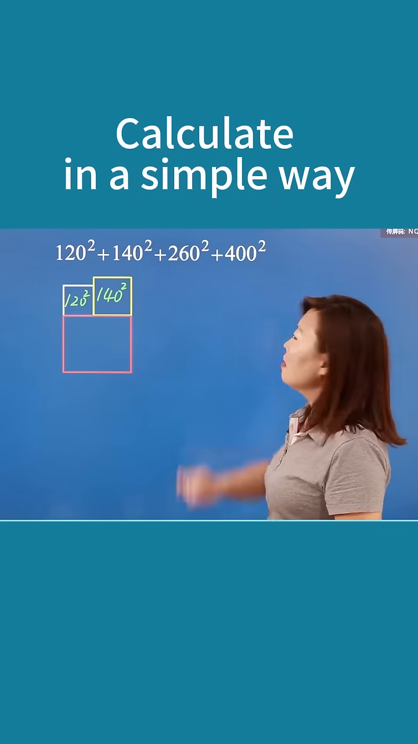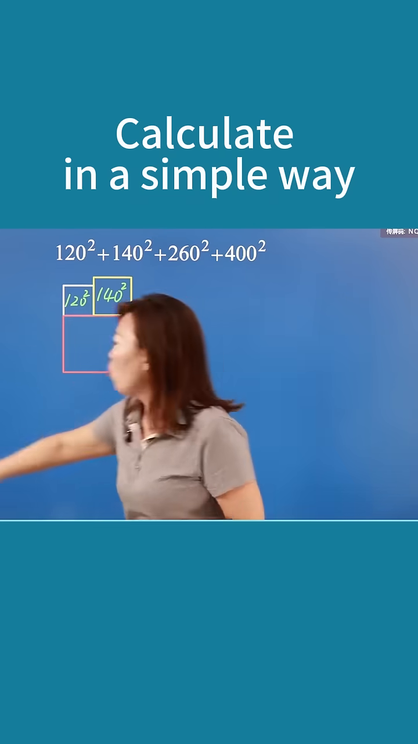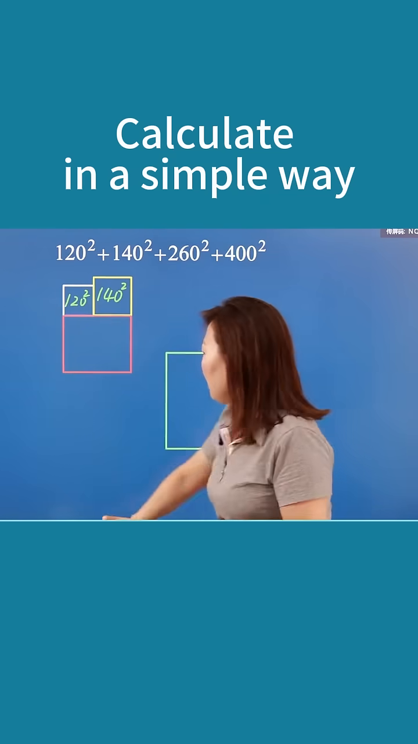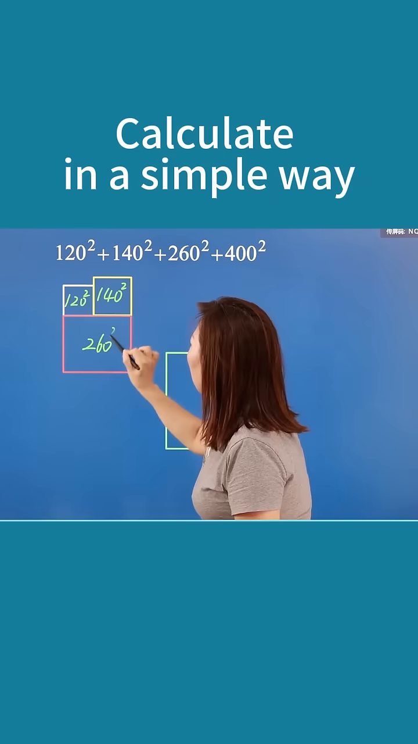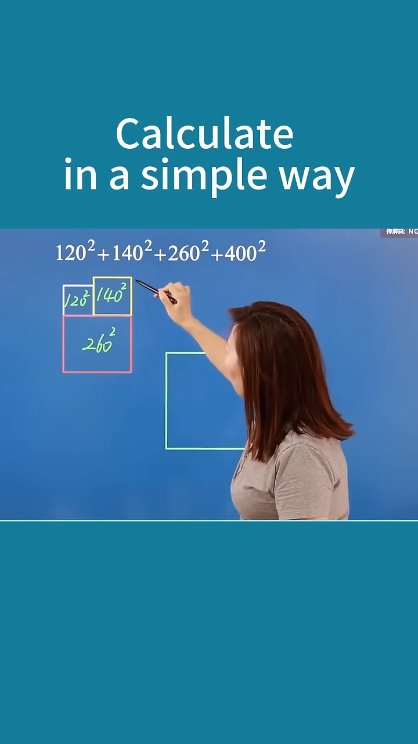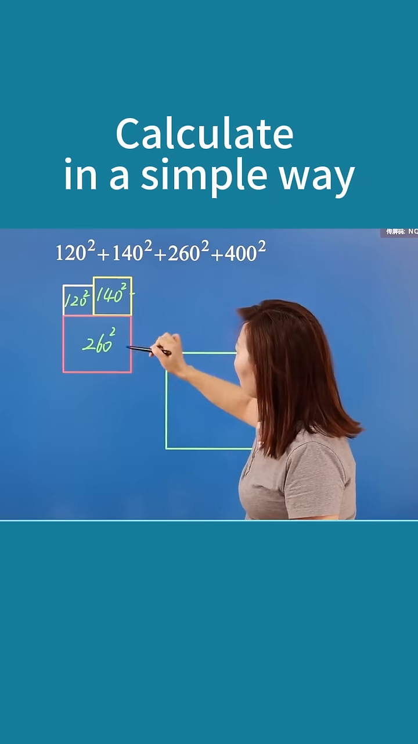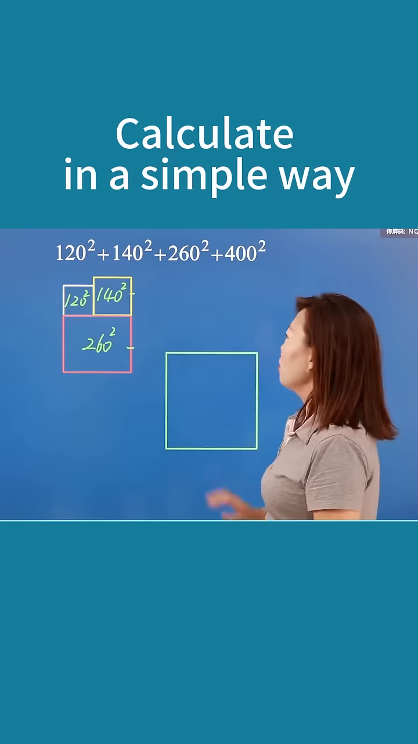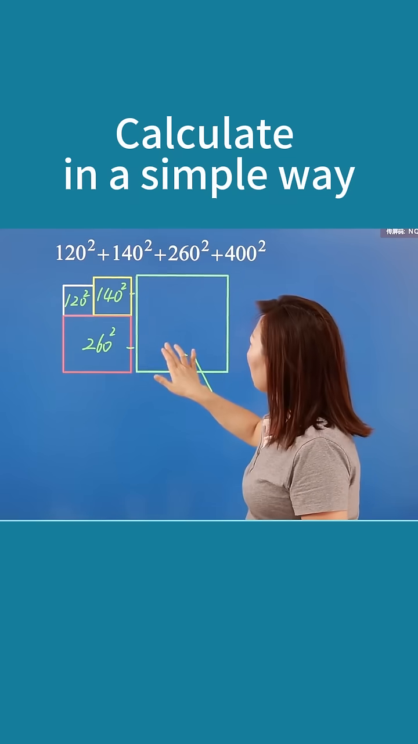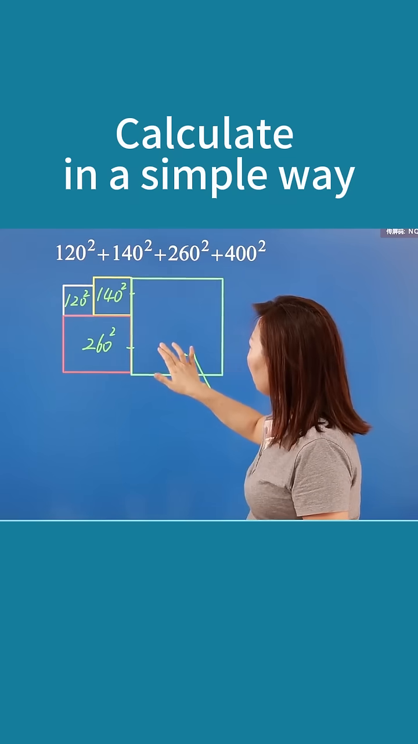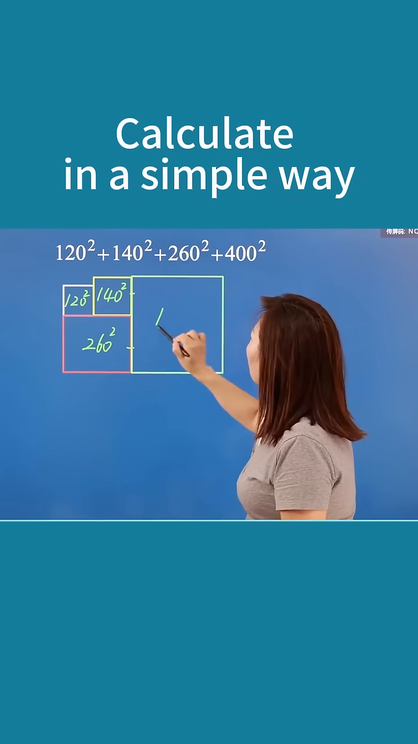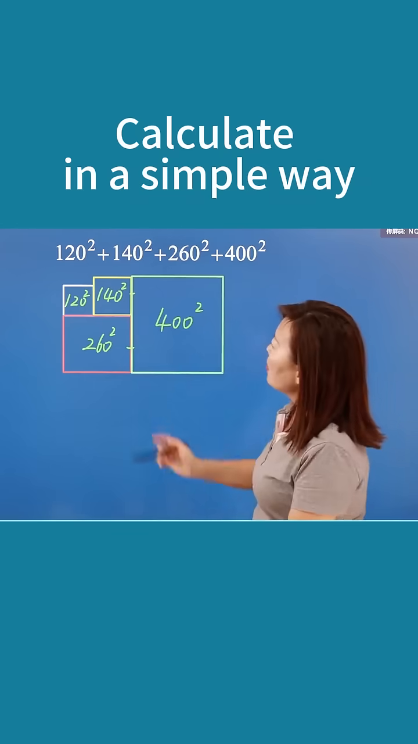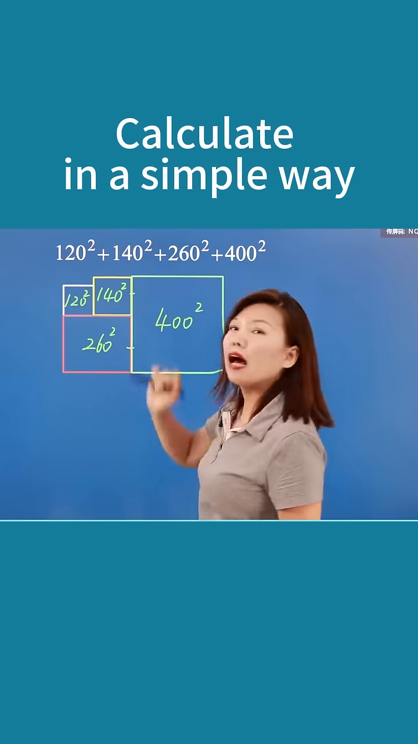Let's look further. Plus 400 squared. I'll draw this square out too. Where should I attach it? So look, isn't this 260 squared? So doesn't 400 correspond to this side being 140 and this side being 260, making this side exactly 400? We'll just attach this square right here. Now that we've drawn the figure, this is a 400 squared, which is equivalent to finding the sum of the areas of these four squares.